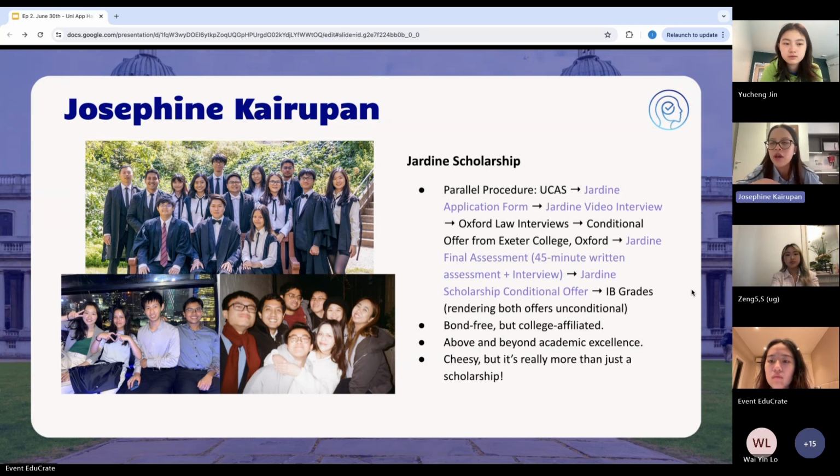cover in the Oxbridge one, because the Oxbridge one tends to be very, very academic and very much related to your degree, and displaying a certain passion for that degree and subject. Whereas for my Jardine personal statement, I talked a lot about my other activities. So if you do sports, volunteering, any of that, I think it's best mentioning that in the Jardine personal statement to show that you're more than just your grades and your interest in the degree.